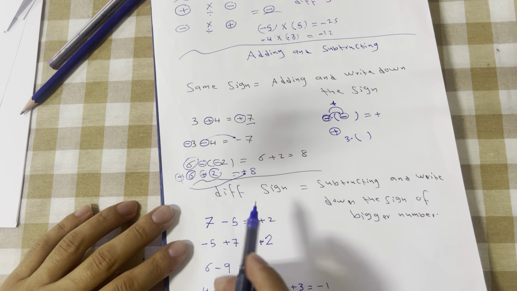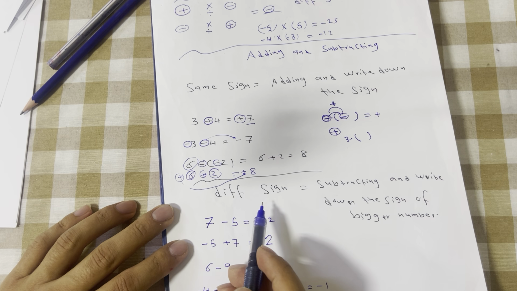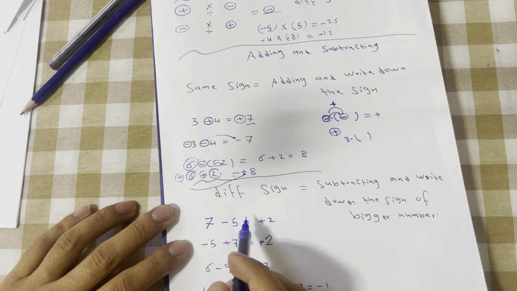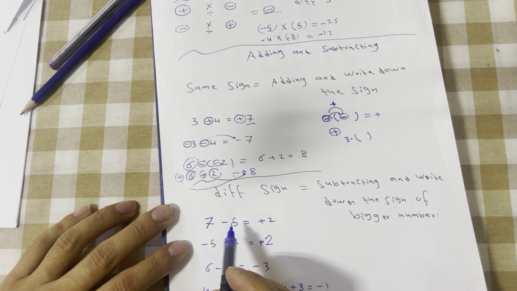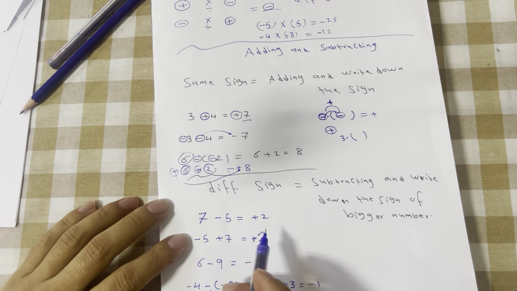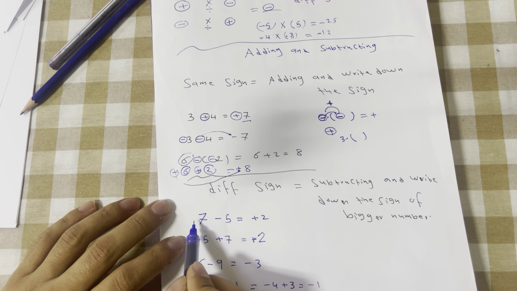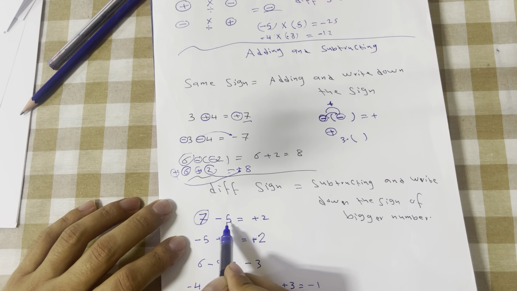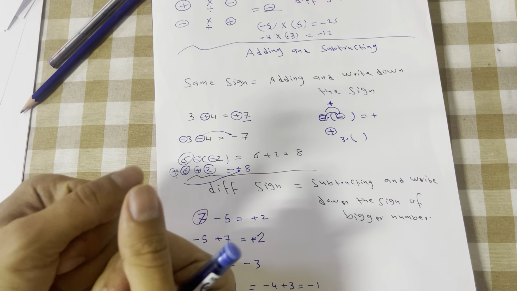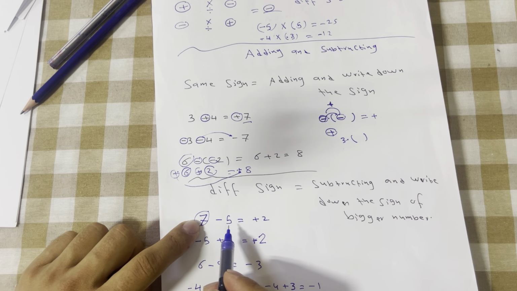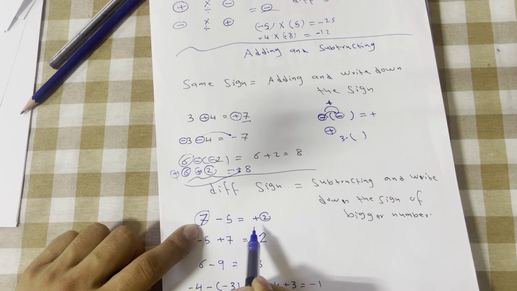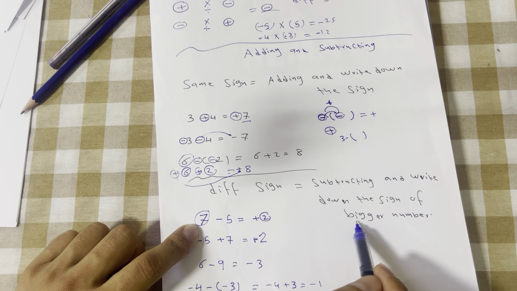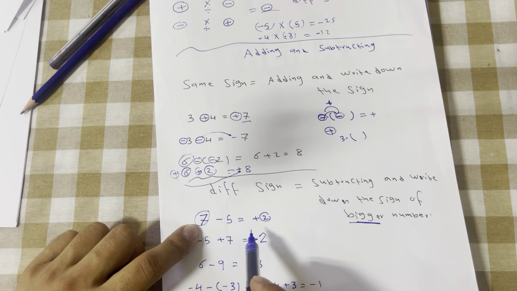Okay. About different signs. When we have two numbers or two integers and they have different signs, I have to subtract between them. We have positive 7 with negative 5, so I have to subtract them. 5 with 7, they will be what? 2. And I have to write down the sign of the bigger number.